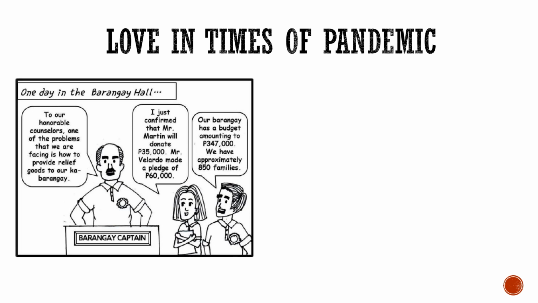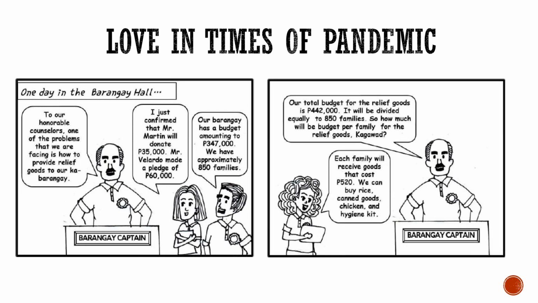So, yan po yung first cut ng ating comics, no? And then yung second naman po is, pinapakompute niya na po kung magkano yung total budget. So, ang lumalabas nga po na total budget is 442,000. Sa nakuha yon pag inad mo po yung 35, 60, at saka yung 347. Tapos, it will be divided po equally dun sa 850 families. Yung approximate bilang lang po. So, each family, magkano daw po yung marireceive. So, kung i-divide po natin yan, 442,000 divided by 850, each family will receive 520 pesos cost of relief goods. So, bibili ka ng mga relief goods na nagkakahalagang 520. Pwedeng sabi dito, rice, canned goods, chicken, and hygiene kit po.